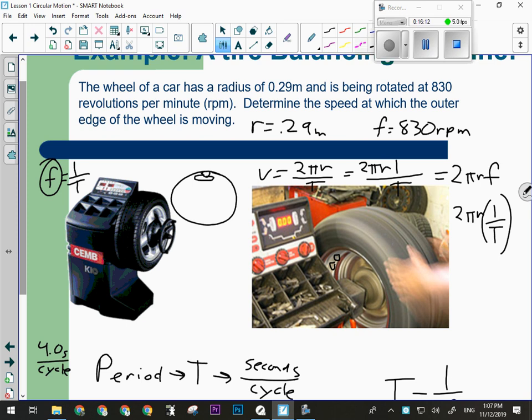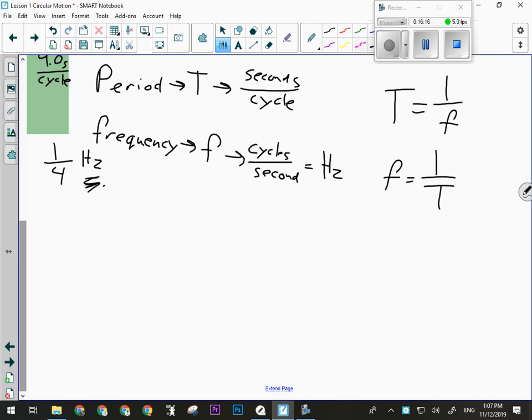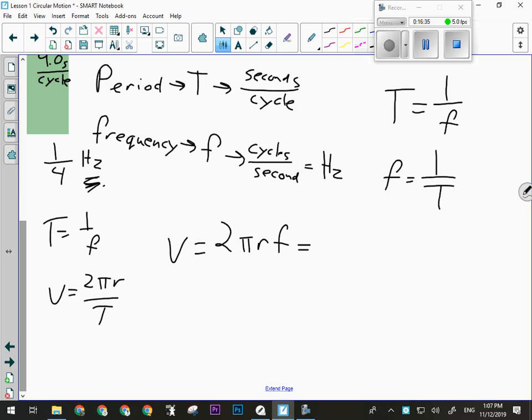Can I calculate the speed of the wheel? Okay, so I'm going to plug in those numbers. I could do this, or I could just go T equals 1 over f, find out what T is, and plug it into the other formula. I could do that too, but it's an extra step and I don't want to do it. So we're going to have 2 times pi times 0.29. They told us the radius was 0.29, and then multiplying by the frequency.